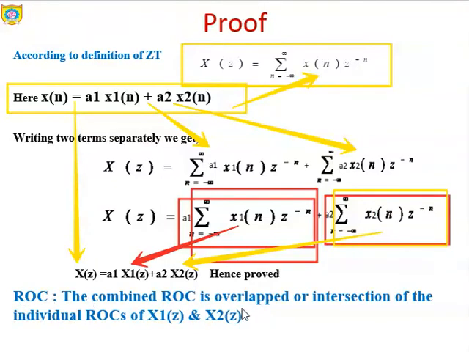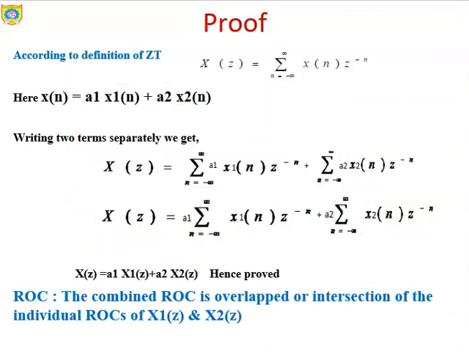The ROC, as we discussed, is again the intersection due to the ROCs of x1 and x2. So the combined ROC is the overlap or intersection of the individual ROCs of X1 of z and X2 of z. In this way we can easily prove the linearity property.